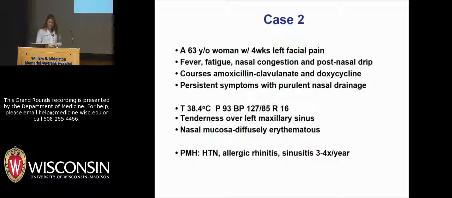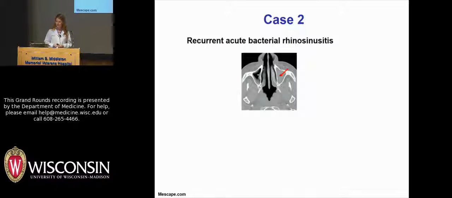On past medical history, she has hypertension, allergic rhinitis, and she's had sinusitis approximately 3 to 4 times per year for the last several years. So this patient has recurrent acute bacterial rhinosinusitis. She has a CT scan which shows left maxillary and ethmoid sinusitis.